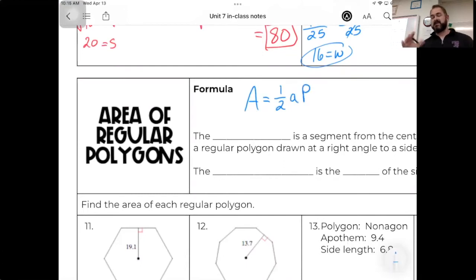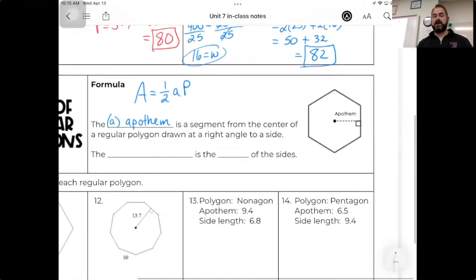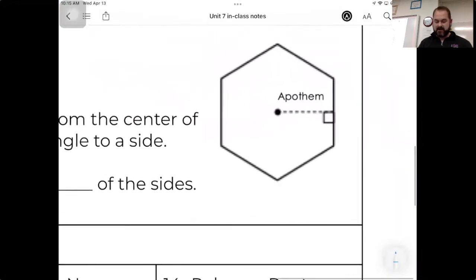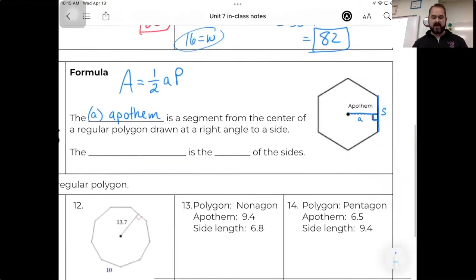Now that lowercase a is a different measurement, okay? The lowercase a here stands for the word apothem, A-P-O-T-H-E-M. Okay, and I've given you a picture to show you what the apothem is. The apothem is a segment from the center of a regular polygon drawn at a right angle to a side of that polygon. So it's this segment here. It's kind of like a radius, but instead of going out to a corner, it goes to a side at a right angle. Okay, this would be your side. This is that lowercase a standing for the word apothem. Okay, so that's what the lowercase a is, and I will usually give you that number to use. A lot of times it'll be a decimal.